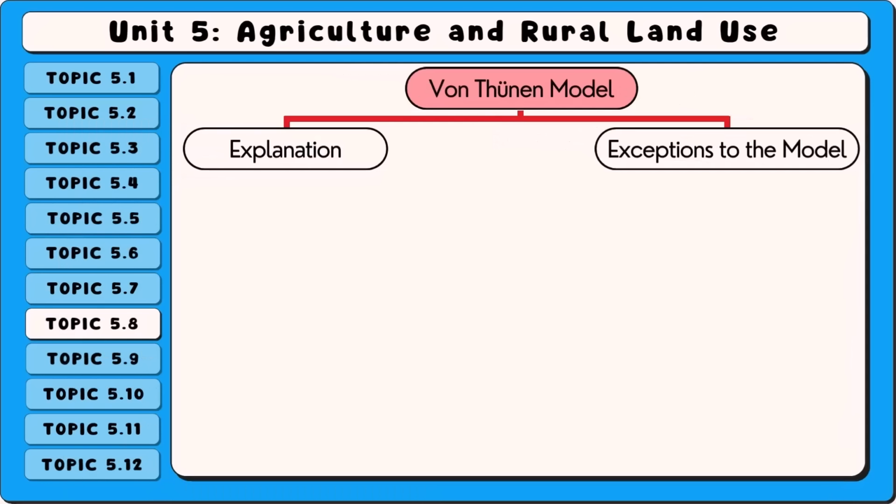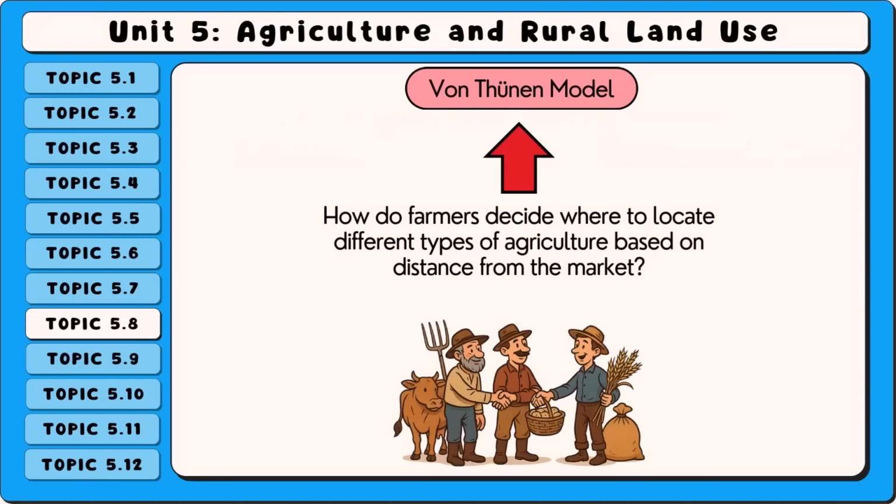In this lesson, we will learn about the von Thunen model, one of the most important models in agricultural geography. The model was created in the early 19th century to explain how farmers decide where to locate different types of agriculture based on distance from the market.